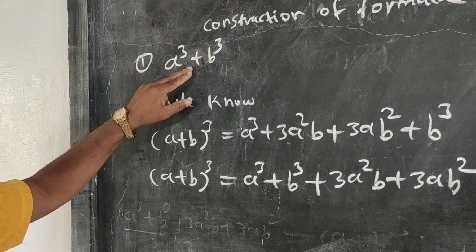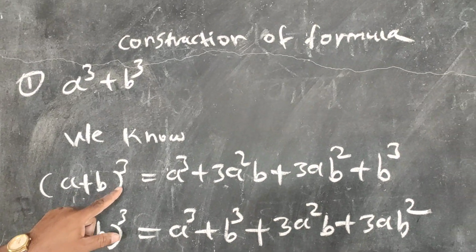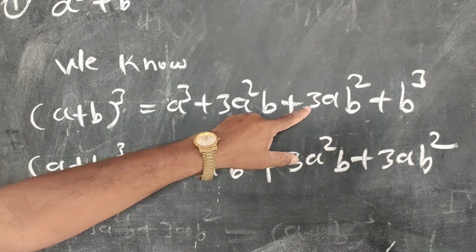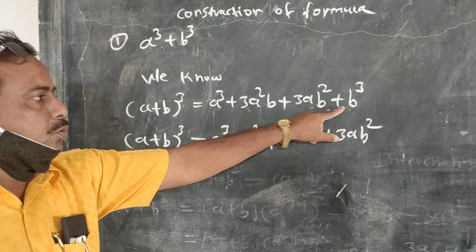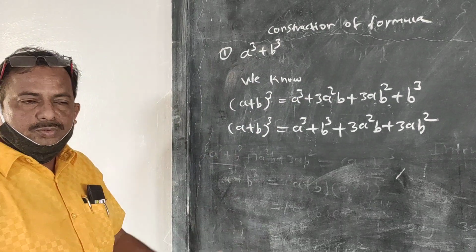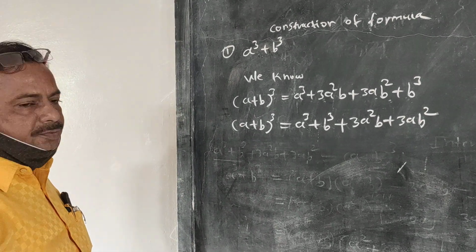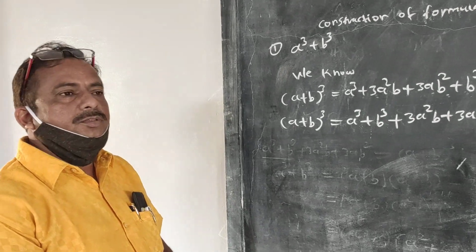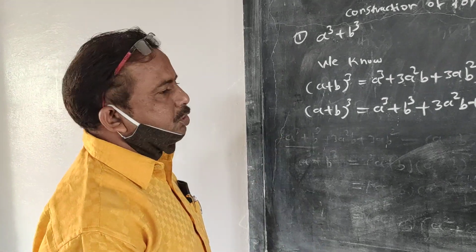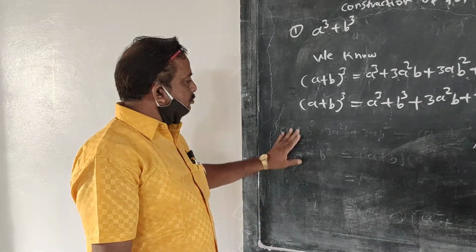For the construction of this formula, we already know the formula a plus b whole cube is equal to a cube plus 3a square b plus 3ab square plus b cube. So for the construction of this formula, we will use this formula. We can construct many types of formulae using the earlier formula. If any time you forget some formula while solving the paper, we can construct the formula and solve the examples perfectly.